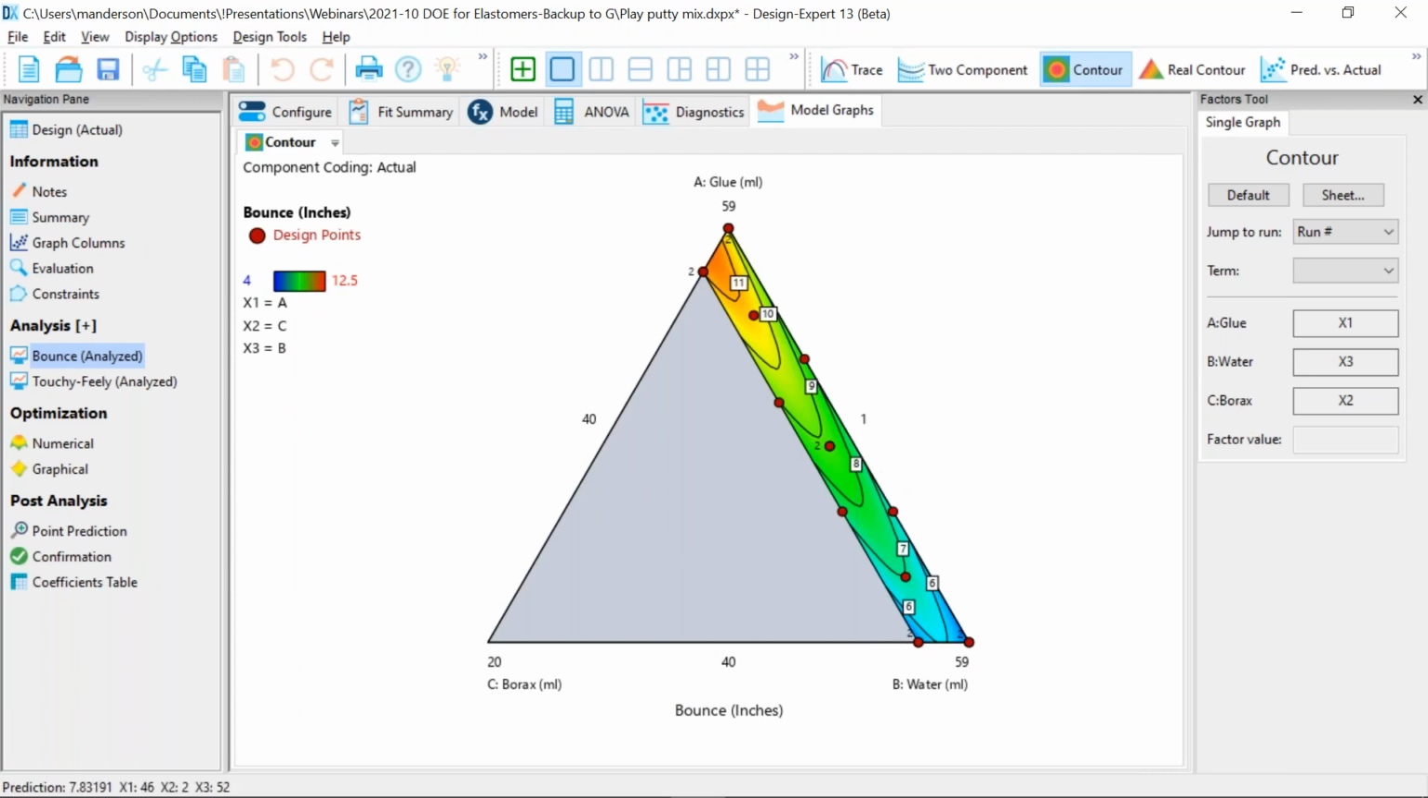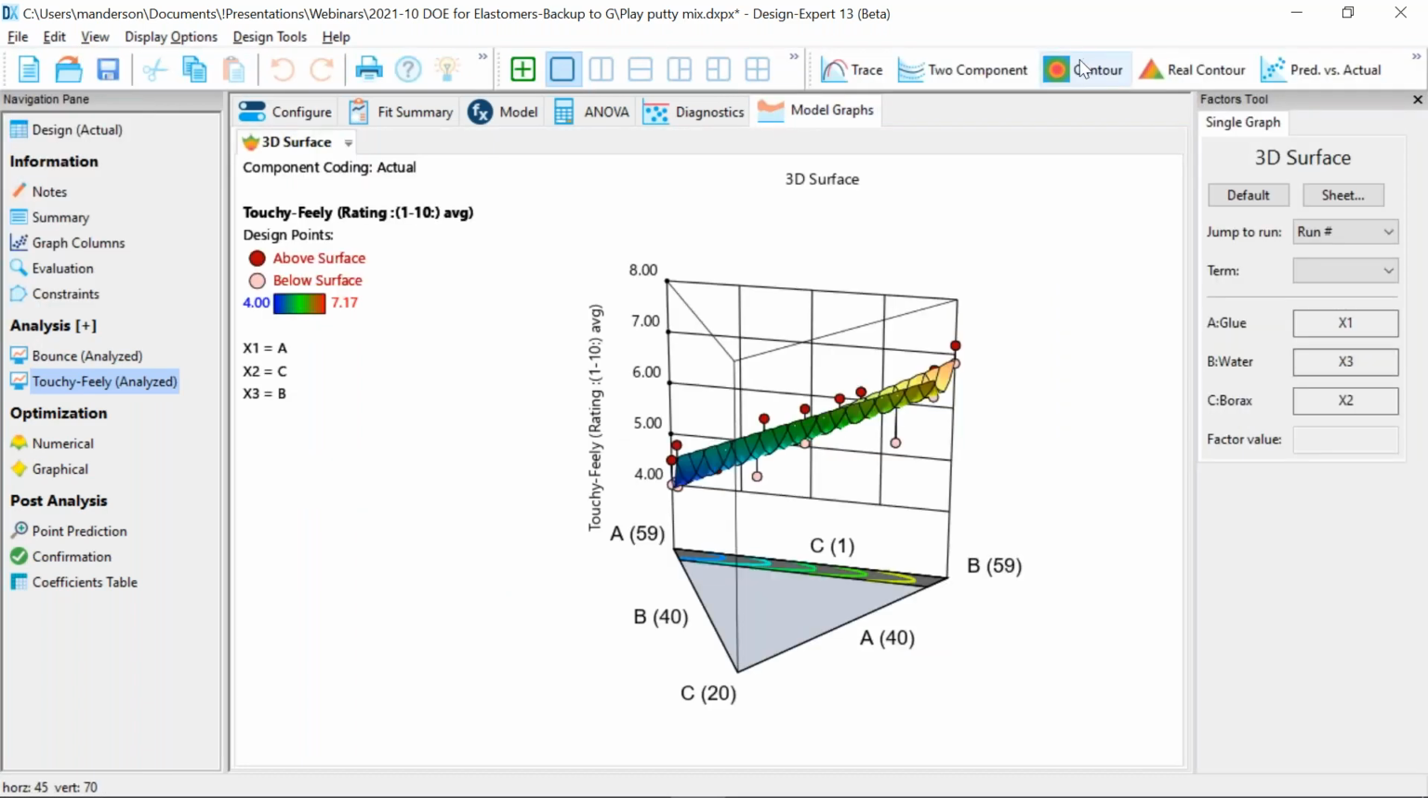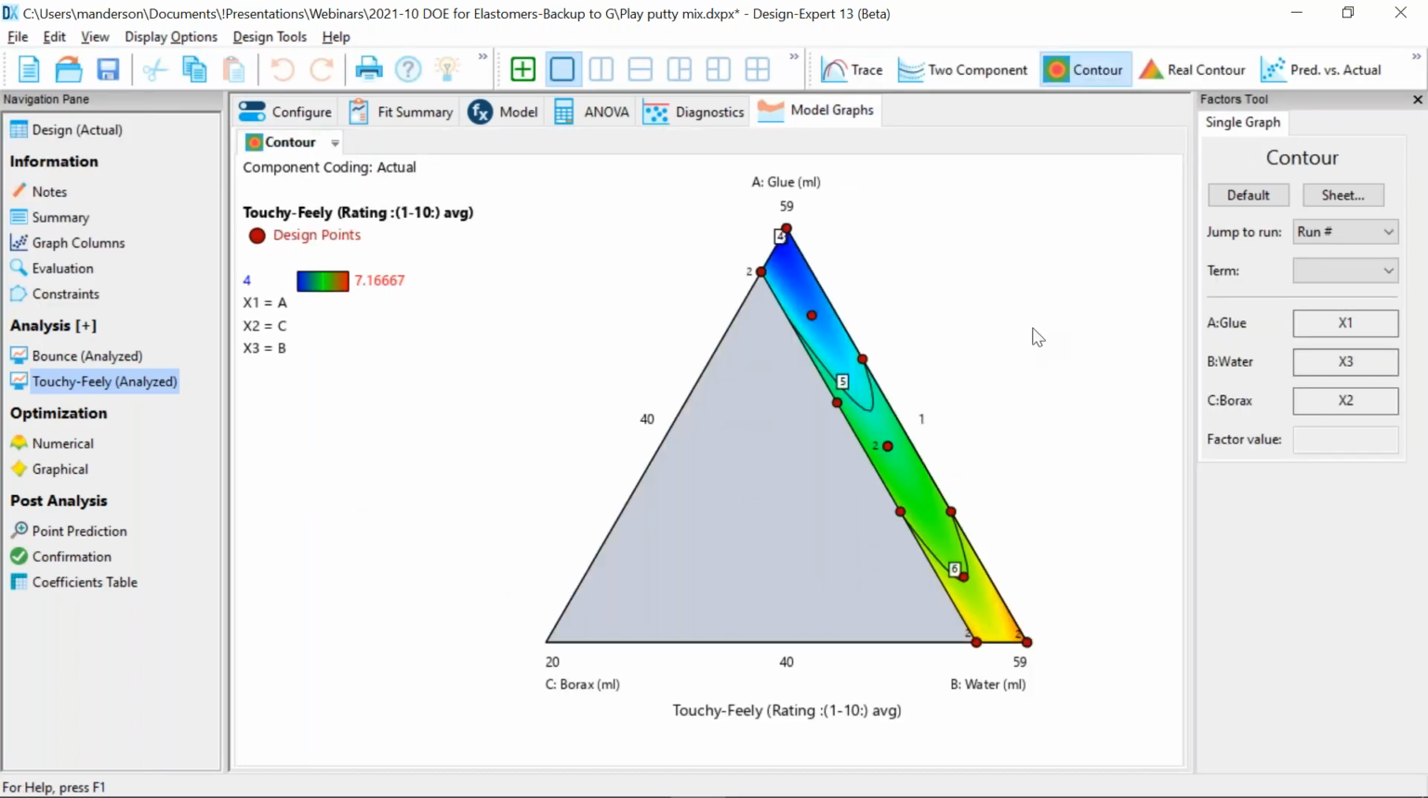So it was kind of an interesting little experiment. The program has put in different combinations you can see by the red dots. And you can see how nicely this is filling out the space. So that's the analysis of the first response, the bounce. And then I'll just cut right to the chase on the touchy-feely one. And here's a contour result for that.